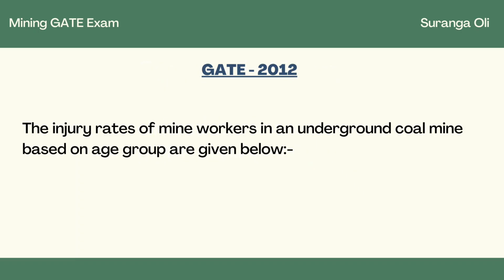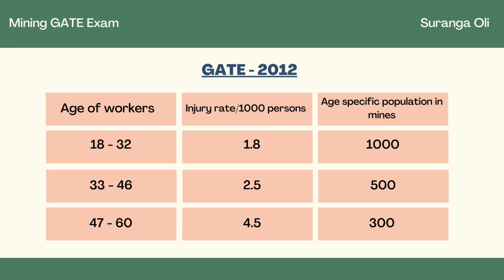Now let us see a question from GATE exam for mining engineers 2012. The formula is same, but they are asking the question in a different way in order to make us think. The injury rates of mine workers in an underground coal mine based on age group are given below. In the tabular column they have given the age of workers, the second column is injury rate per 1000 persons employed, and the third column is the number of persons employed in that age group.